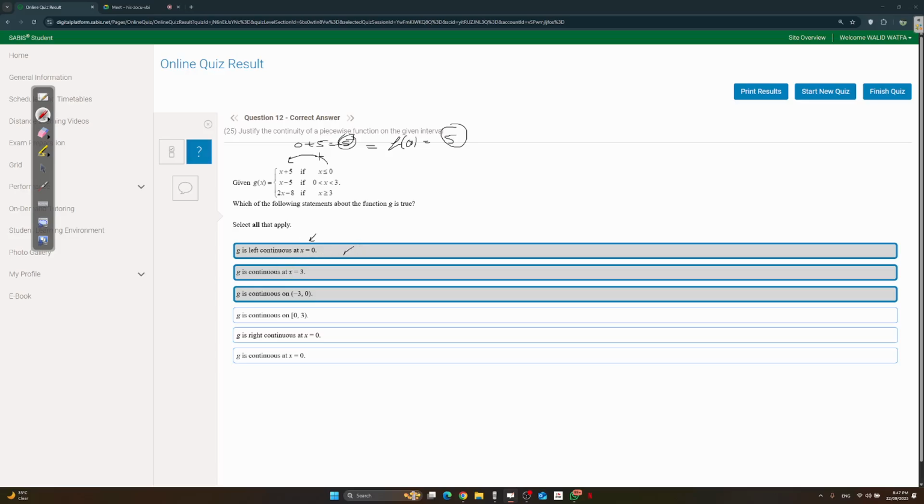Part B, g is continuous at x equals 3. How do you know it's continuous at x equals 3? To check that, you literally just check the bounds. 3 minus 5 is negative 2. 2 times 3 minus 8 is also negative 2. See how they're equal? Exactly.